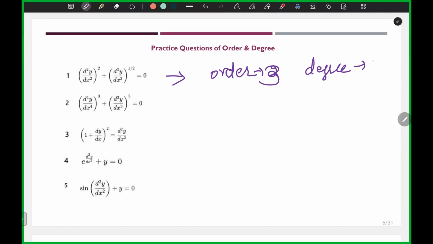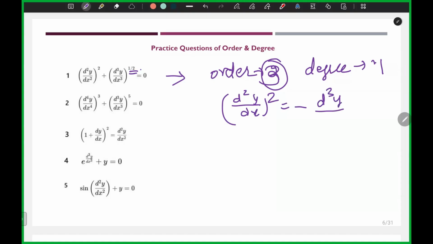No, degree is one actually. Degree is 1 and order is 3. Okay. But we have to take, sir, degree here it is half. So what we have to do? We have to do the squaring. Yes, square. You can take this as minus (d cube y by dx cube) to the power half, and you have to square both sides. Then it becomes power 1 and it is power 4.